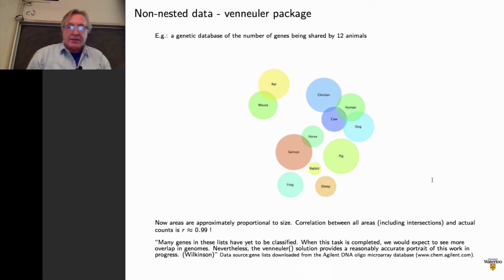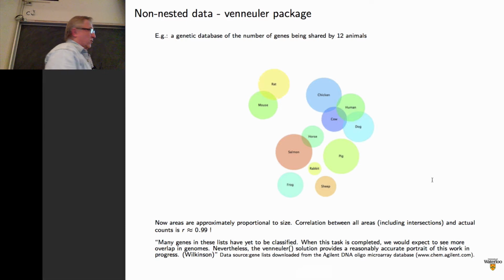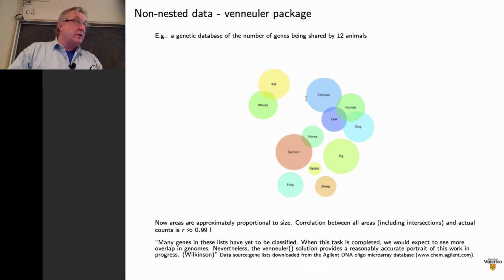So, for example, here's a genetic database of the number of genes shared by 12 animals. And this is a solution by Venn Euler. And you can see that the idea is that every circle is proportional to the number of genes in this database, not all the genes in the animal, the number of genes in this database that animal has. So chicken has a large number of genes. So you can see immediately in this database, it's got lots of genes from a chicken, lots of genes from a salmon, lots from a pig, right? Not so many from a rabbit. Some from a frog, not so many from a horse.